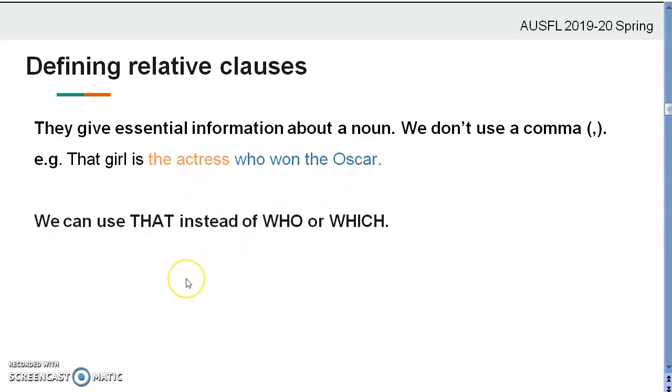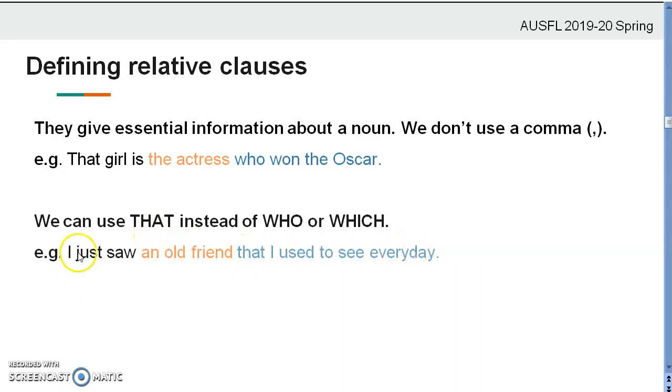So we have an alternative here. Instead of who or which relative pronouns, you can also use that for people or things. As you see in the example, I just saw an old friend that I used to see every day. Here, instead of that, you can use who.